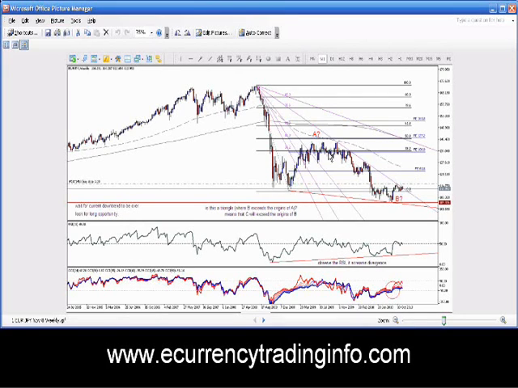Now if this is an A, this is a B, and this is a C, which tends to be more likely, okay, then we should still expect a move up. The move up should last somewhere here, or a minimum of here, you know, 50%, 61%, 78%, and this is 4,500 pips right here.